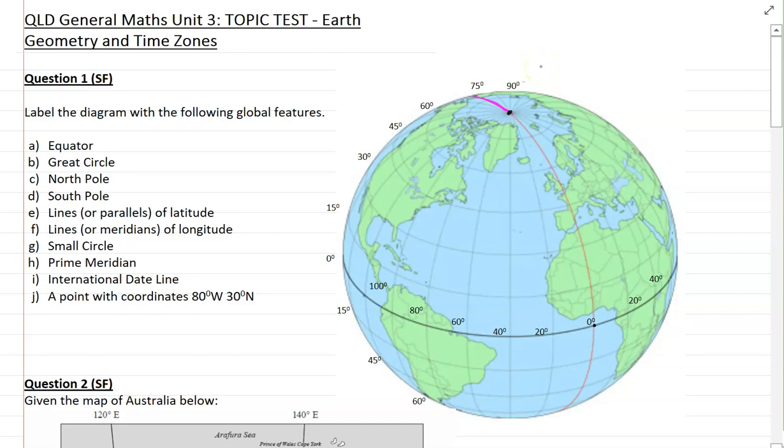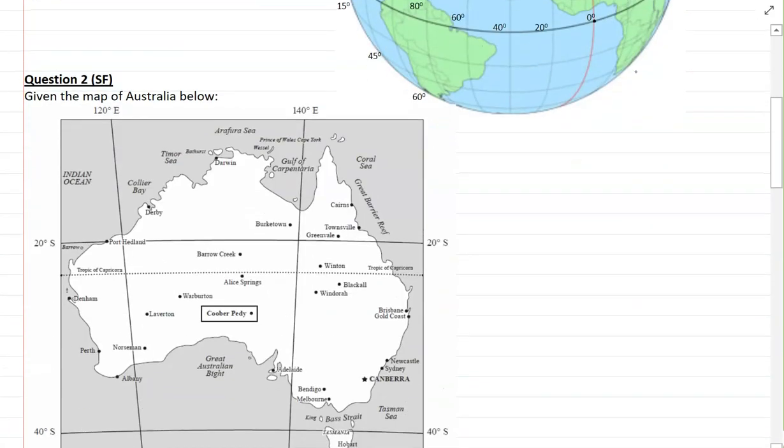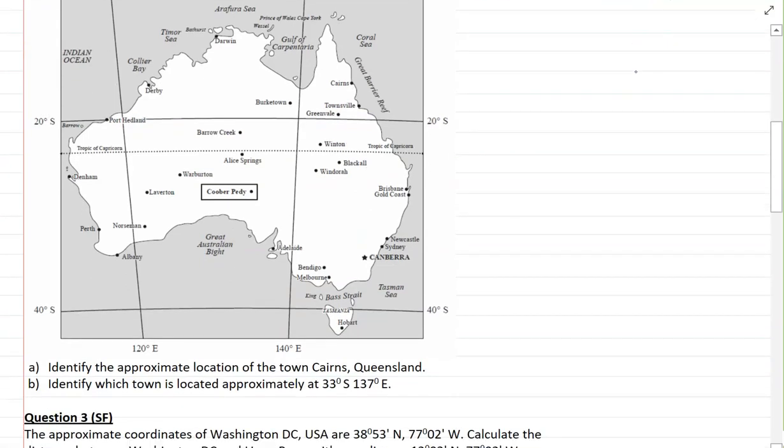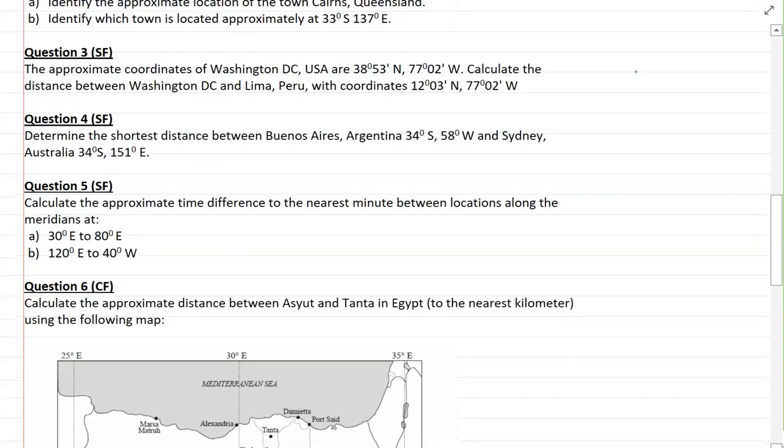This is a little topic test on Earth geometry and time zones for topic 4 of Unit 3 in the Queensland General Maths syllabus. This test has got 9 questions on it with simple familiar, complex familiar and complex unfamiliar. And I've written the questions based on the sample assessment that QCAA have released to get used to the language that they're using and types of questions that we've seen so far.